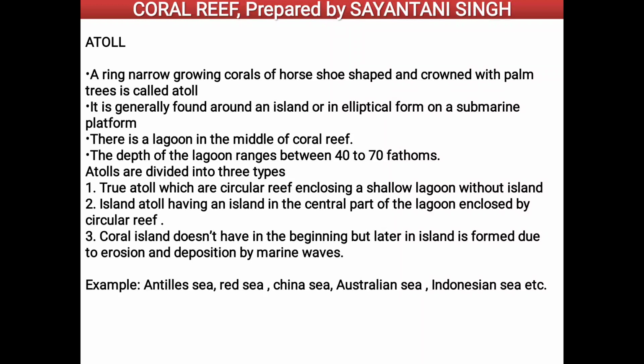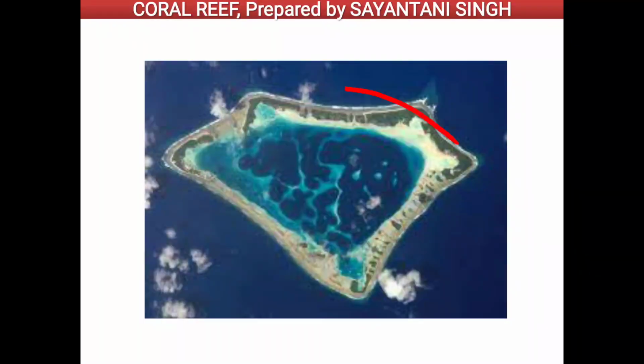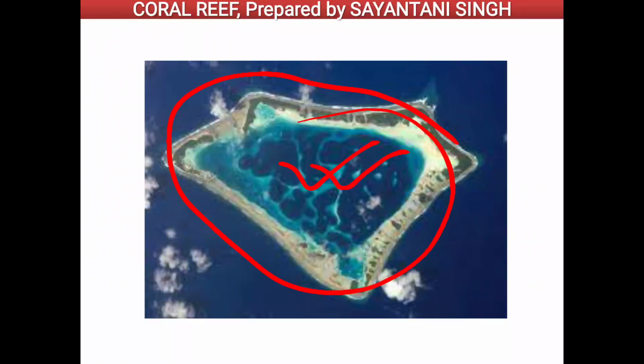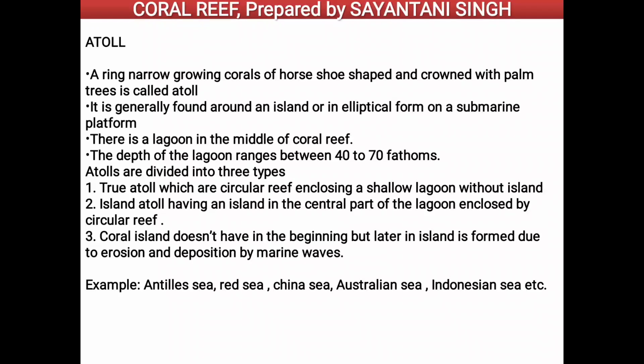Next one is the atoll. A ring of narrow growing coral, horseshoe shaped, on the ground with palm trees is called the atoll. They are generally found on an island or an elliptical form of submarine platform. If you see this picture, they are atolls. They are found as narrow growing coral, and there is a lagoon in the middle. This is the lagoon, and the depth of the lagoon varies from 40 to 70 fathoms, and these atolls are of three types: true atoll, island atoll and coral atoll.